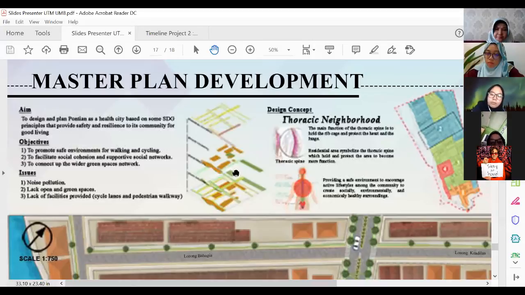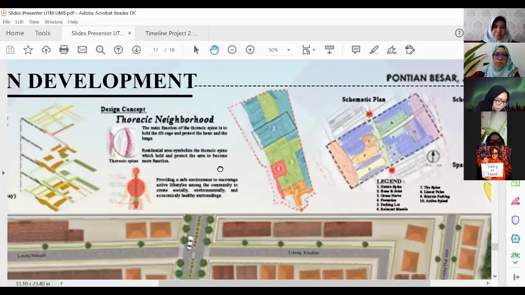So the third is to connect up the wider green space network. If you can see in my master plan, along the coastal area, near the residential area, this coastal area has a good benefit or opportunity for the residents to do their activities, and also provides patches for ecological benefit to increase the biodiversity itself.